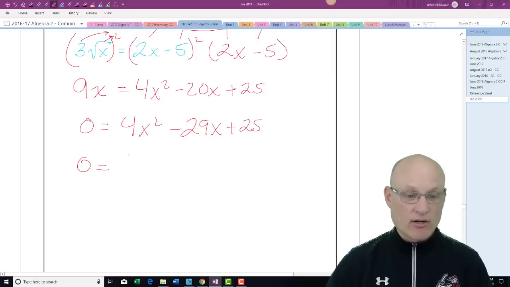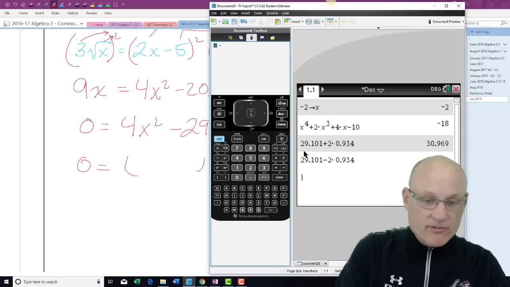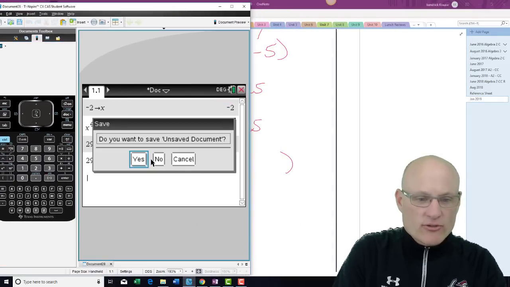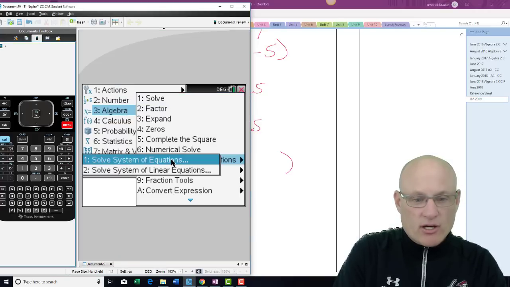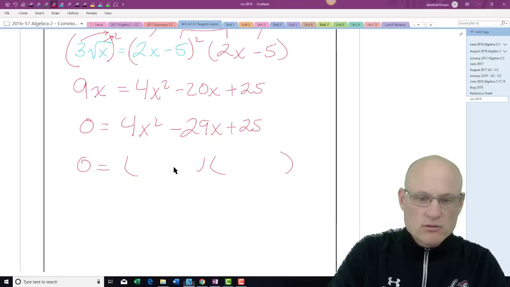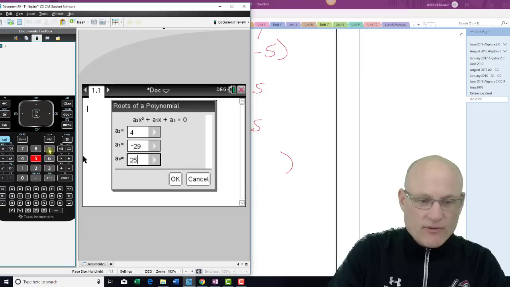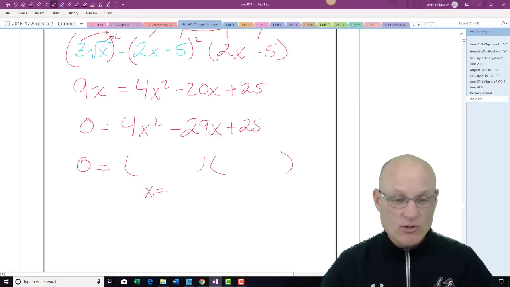I'm going to use my calculator on this one because that factoring looks funky. I'm just going to come over here. And I'm going to say, okay. Get rid of all this so you can see some fresh stuff. Go back into calculator mode. Menu, 3, 3, 1, algebra, polytools. Find the roots. Always change this to complex. And it's 4, negative 29, and 25. And my answers are x equals 1 and x equals 25 over 4. So x equals 25 over 4 and x equals 1.